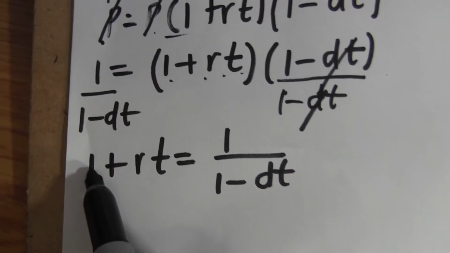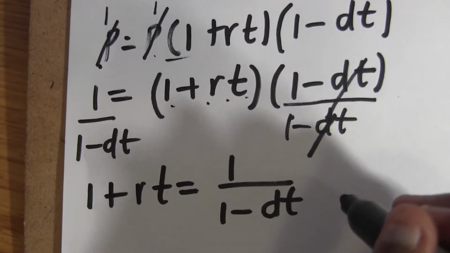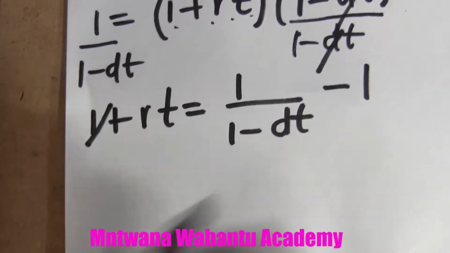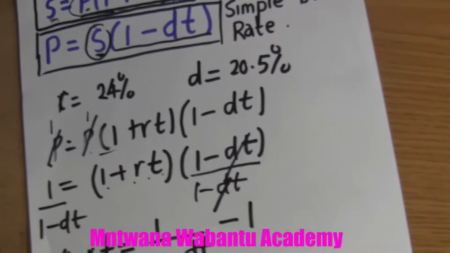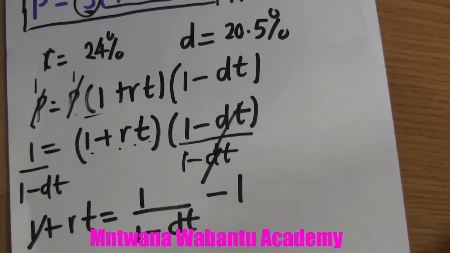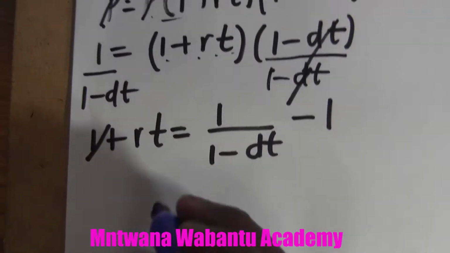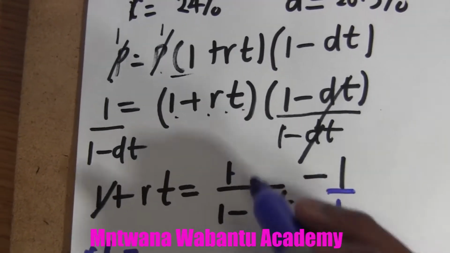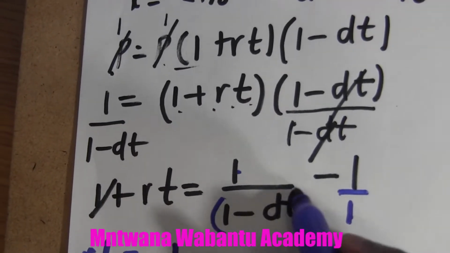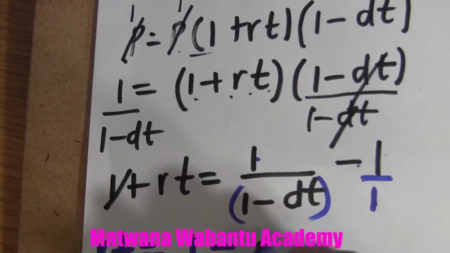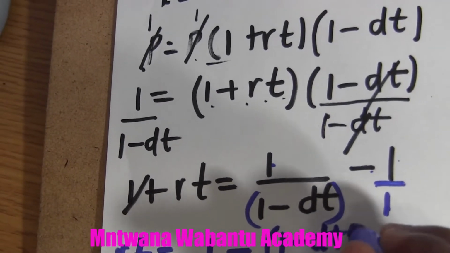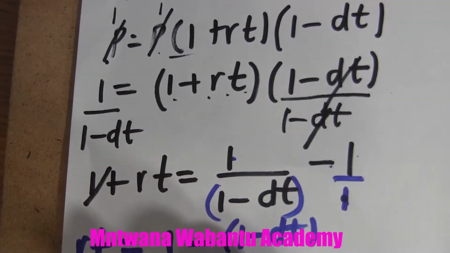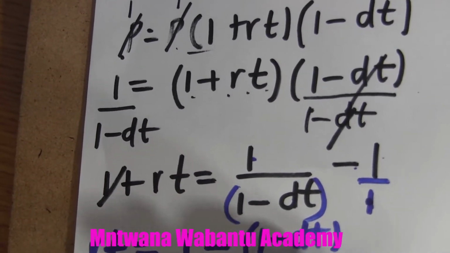So what happened? I'll take this 1 over. So 1 goes over and becomes minus 1, and there's no 1 anymore there. So we're left with rt equal to, on the left-hand side. Let's find the common denominator here: 1 times 1, minus 1 minus dt times 1, is going to be the same thing. Let's put the bracket 1 minus dt over. We multiply these two, because we find the common denominator, and it's going to be 1 minus dt, the same thing.